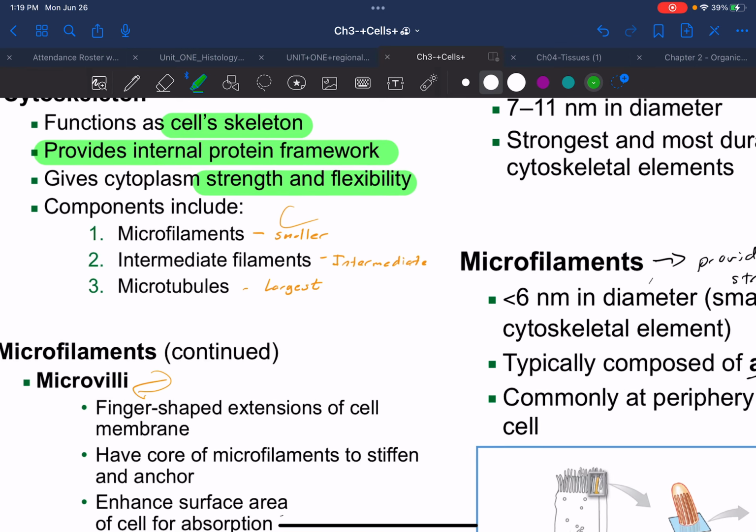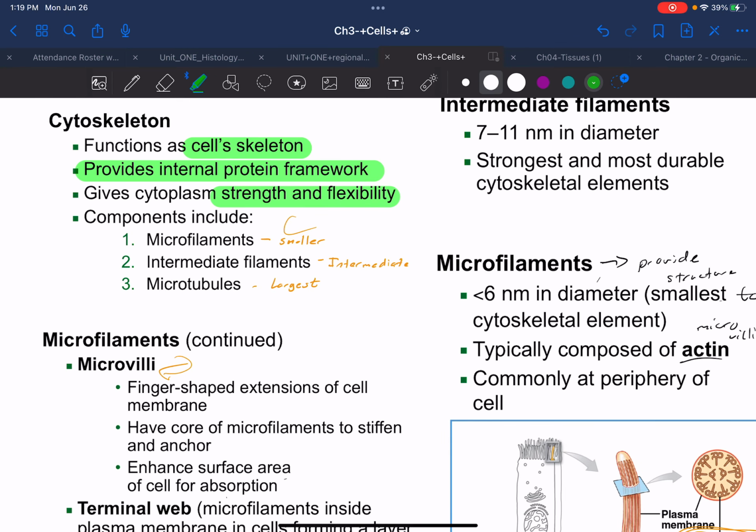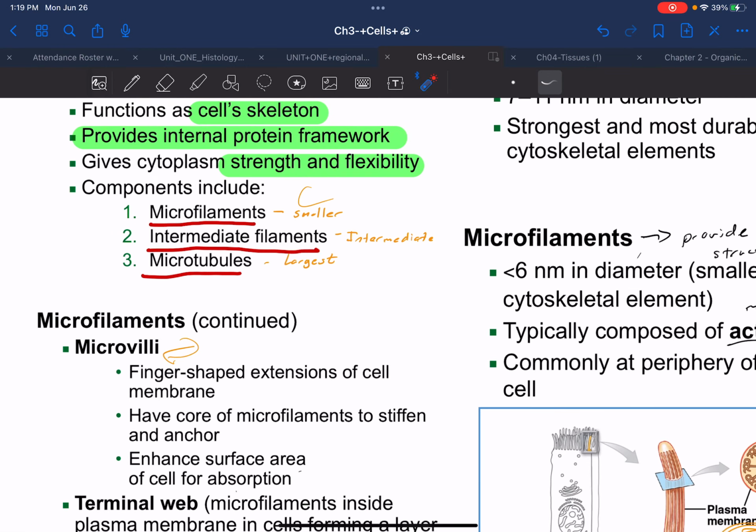And the components of the cytoskeleton go as follows: microfilaments, intermediate filaments, and microtubules. If you were to place them on a scale and compare them to each other, it's small, medium, large. So smaller, intermediate, and the largest. We'll see why that matters more into the semester and a little bit right now. So make sure you get that now.